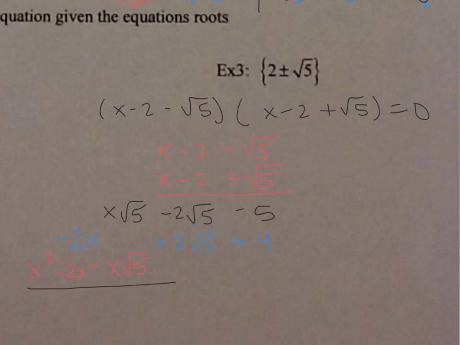Now I'm going to add these straight down. So I have negative 5 plus 4 is negative 1. Right here, these will cancel out, become 0 because one's negative and one's positive. Same thing here, x the square root of 5 and negative x the square root of 5, these will cancel out. Negative 2x and negative 2x is negative 4x. And then I'm going to bring down the x squared. And don't forget, this is all equal to 0.